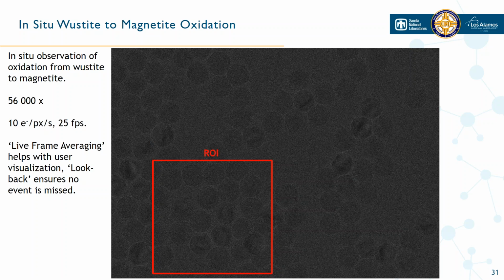Built into the K3 user interface is a feature called live frame averaging. Essentially it sums frames to give you a brighter image as you're looking at it, but in the back end it's still taking all of that data, so you can go back and pull out these images like this. The other thing that was really useful is this look back feature, which you can set up to 5 seconds, if I'm remembering correctly, where you can basically be taking video the whole time while you're looking at the live frame averaging.